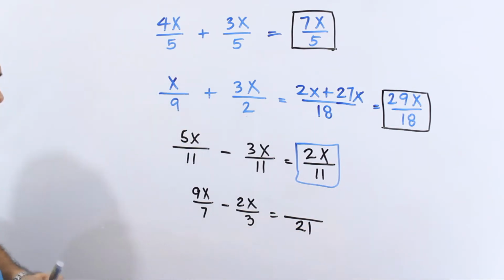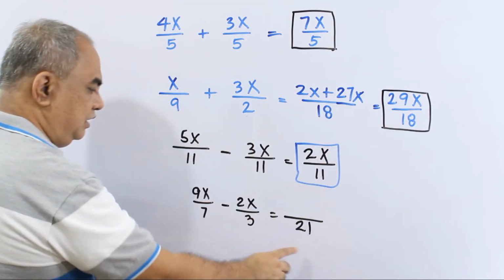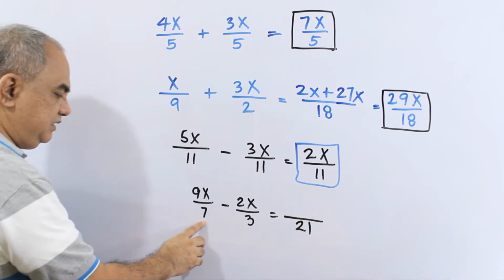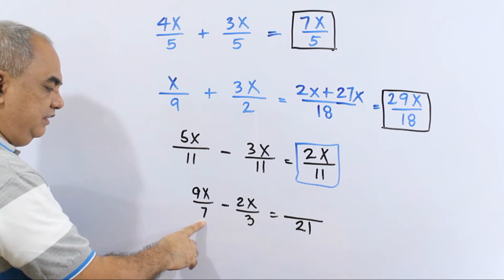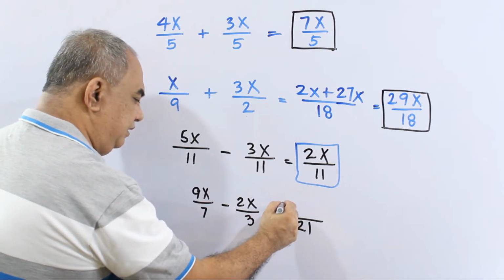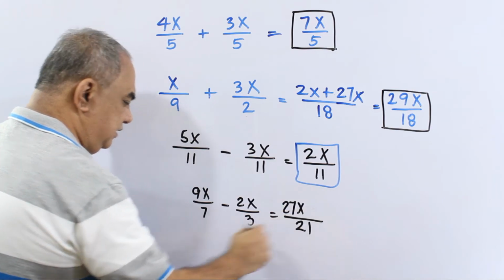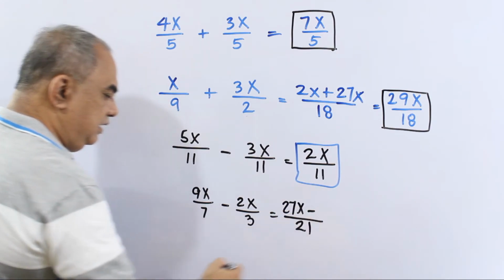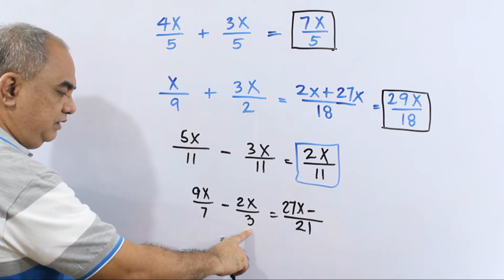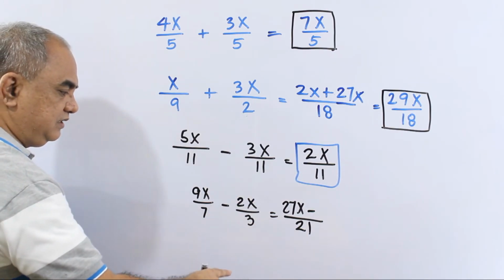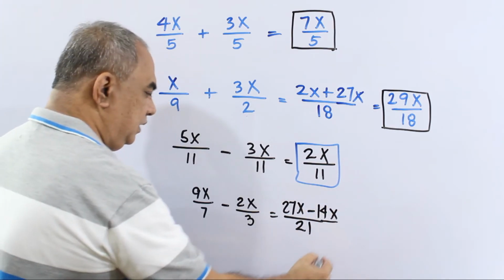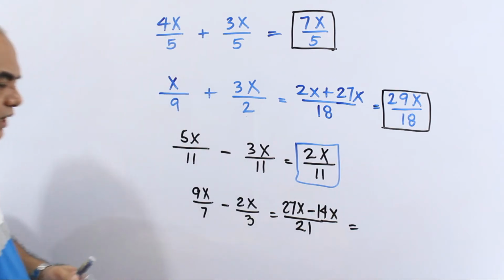Now, let's do the process just like what we did here. So 21 divided by 7, let me say it again, 21 divided by 7 gives us 3, and then we multiply it with 9x. So 3 times 9x will give us 27x. Let's copy the operation minus here, and we do the same thing here. 21 divided by 3 will give us 7, then multiply it with the numerator 2x, that gives us 14x. And then we can now simply subtract the two numbers.